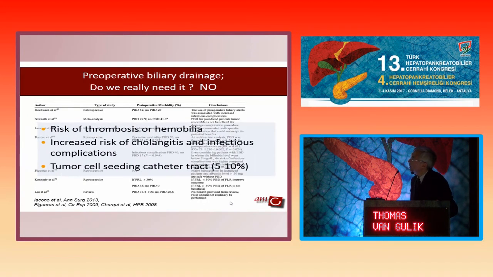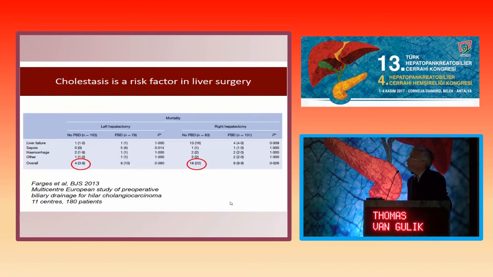So what are the cons? There is a risk of thrombosis, hemophilia, and an increased risk of cholangitis, which you actually induce because of your drainage, and infectious complications. Cholangitis is, I think, one of the most important drawbacks of doing a resection. There are also concerns regarding tumor cell seeding, seeding metastasis along the catheter tract, which has been reported to be 5 to 10%.